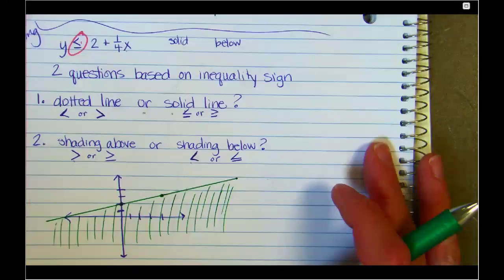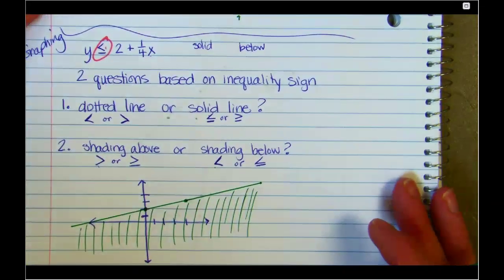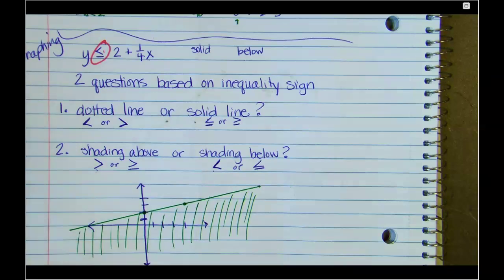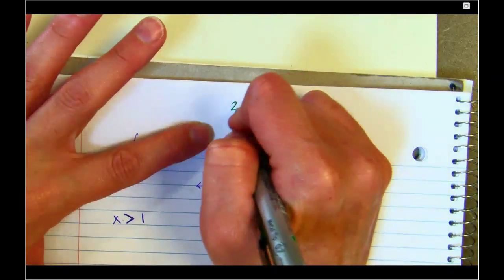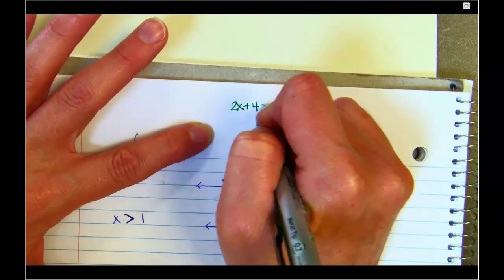Now, an inequality is different than an equation. Remember, if you're solving an equation, a regular old equation, let me give you this example. Okay, so let's say we're solving this equation. 2x plus 4 is equal to 10.